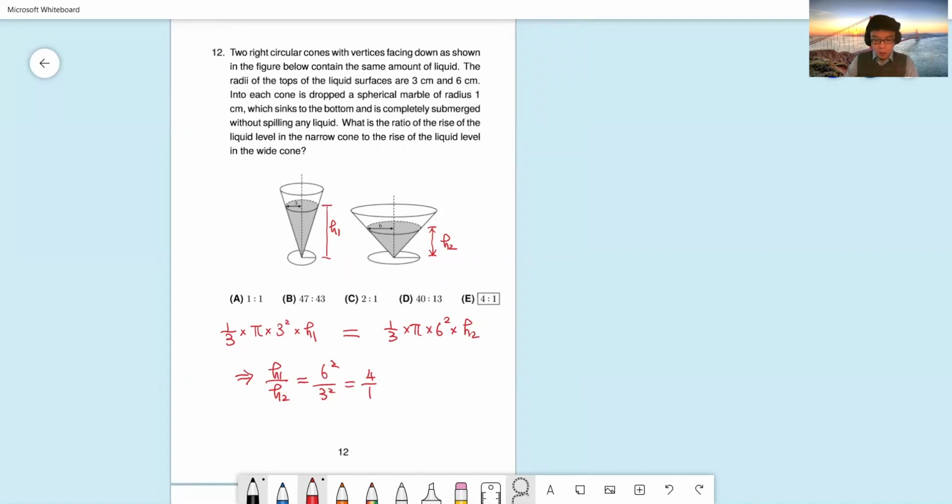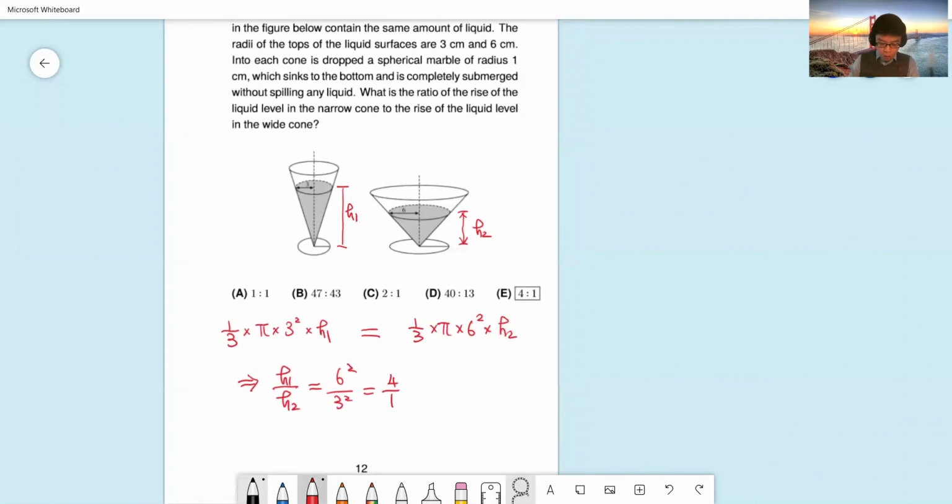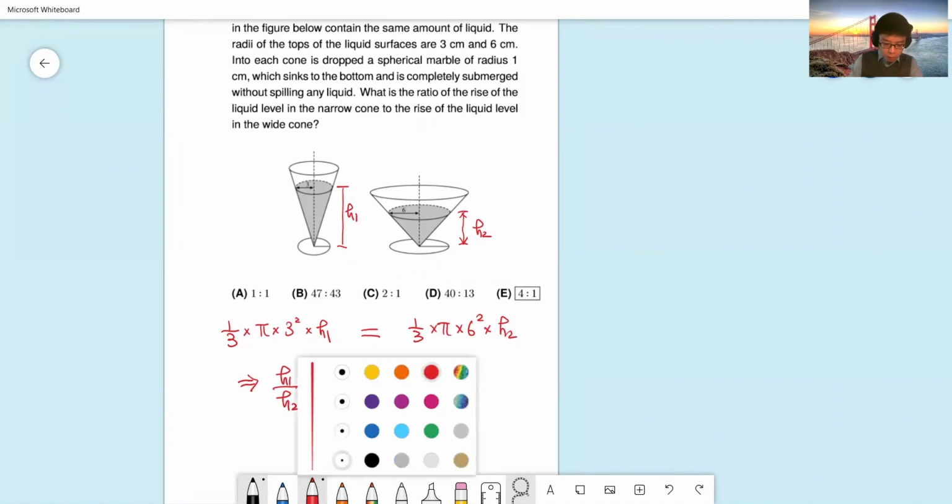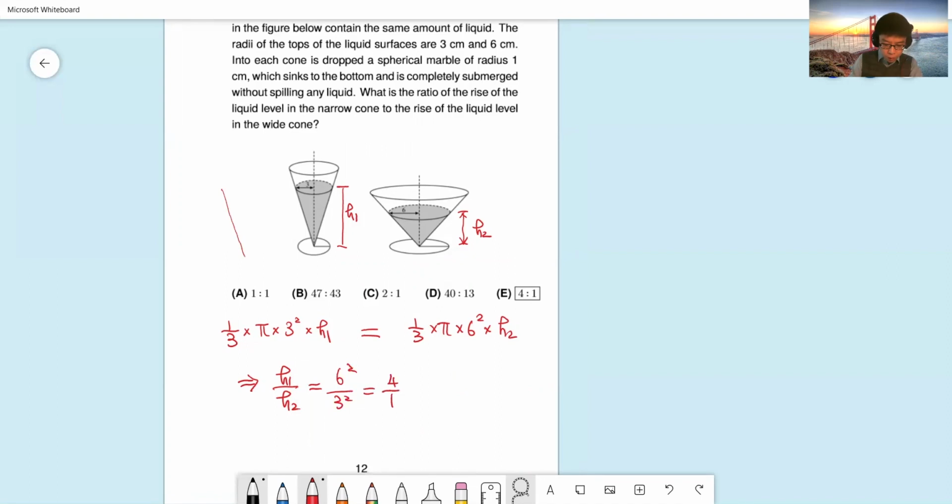What's the ratio of the rise of the liquid level? So if we increase the volume in each of these cones, the shape does not change. The size changes, but the shape does not change. So we have something slightly larger. Let me draw it slightly larger. We can use the idea of similarity, right? This is 3D similarity. The radius and the height are scaled by some number.